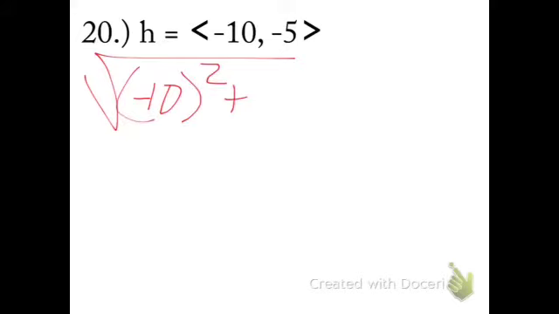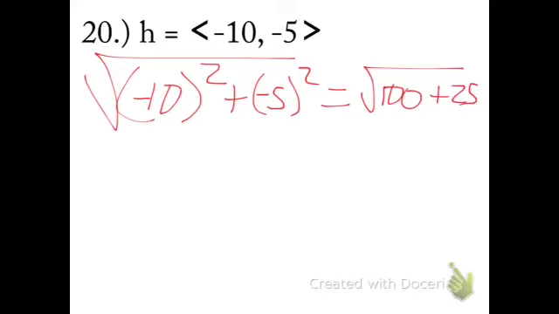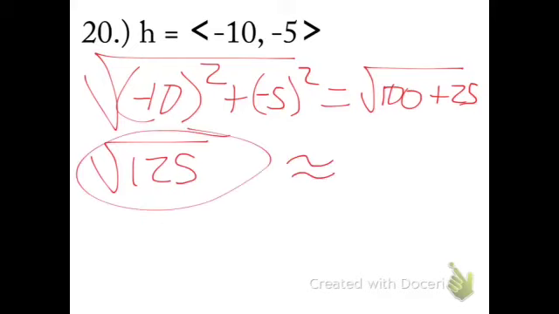And then on 20, you guys square both of those guys together, add them up. Negative 10 squared plus negative 5 squared. Negative 10 squared is 100. Negative 5 squared is 25. 100 plus 25 is 125. And that's your exact answer, which is approximately 11.2. And I gotta circle that one. And that's your whole assignment.